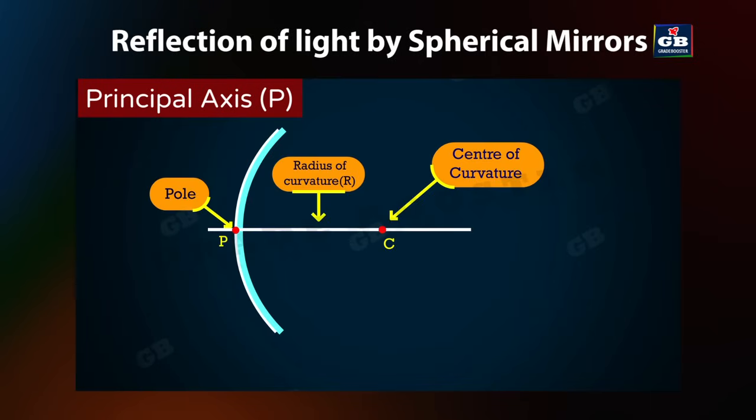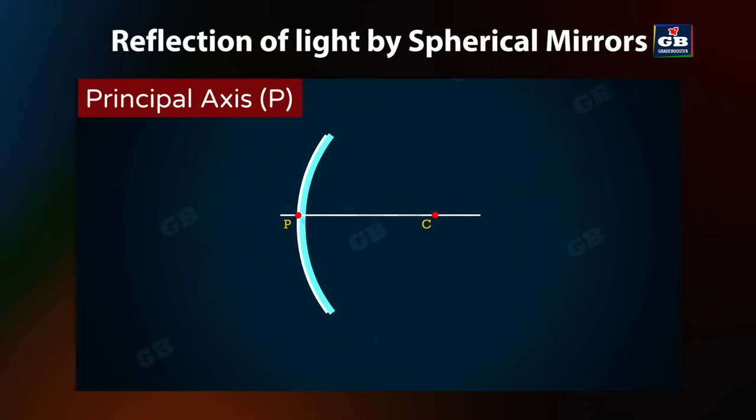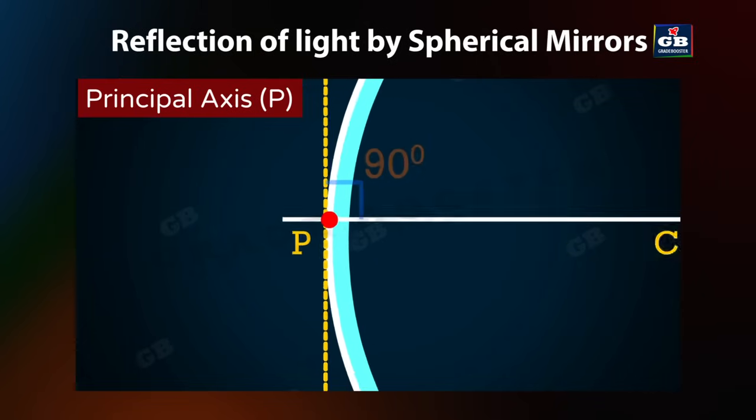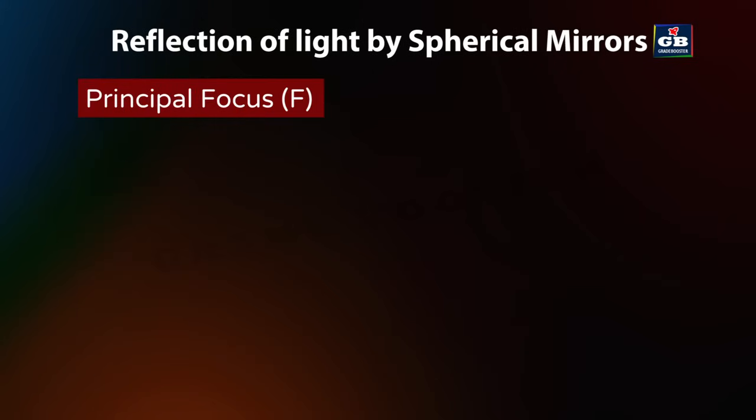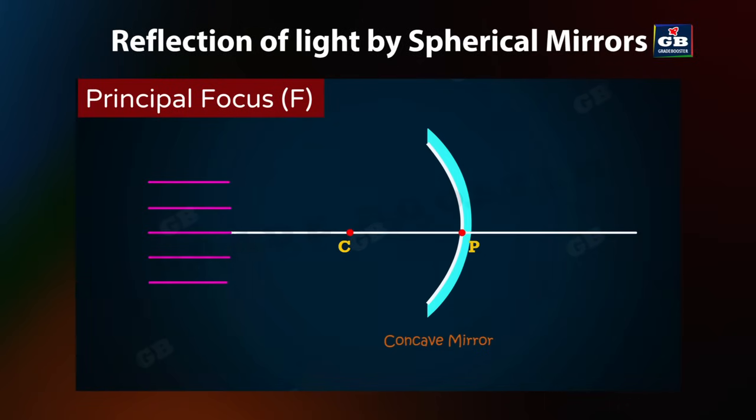Principal axis. The line joining the pole and center of curvature is called the principal axis. We should remember that the principal axis is normal to the mirror at its pole. That means at the point of the pole, the angle between the plane of the mirror and the principal axis is 90 degrees.